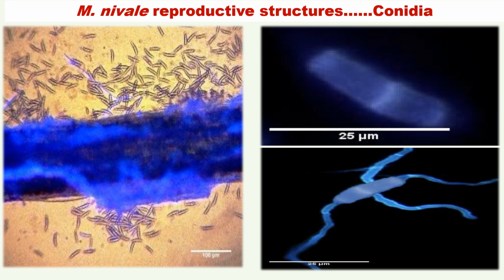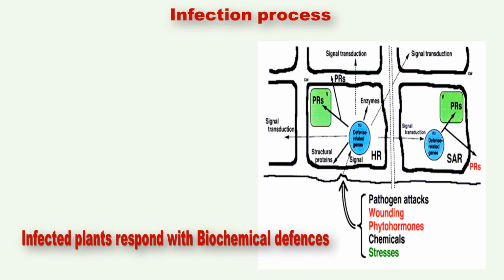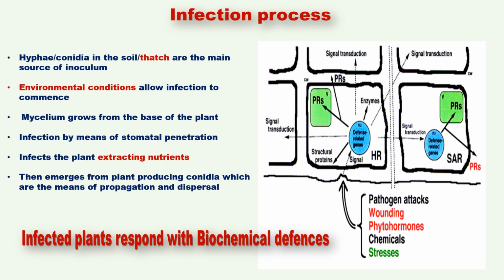You can see in the bottom photo here on the right, one of these Conidia actually germinating and the hyphae growing from it. So these Conidia are then spread by wind, by rain, and the whole process of infection continues. So hyphae and Conidia are in the soil thatch root zone. They are the main source of inoculum.